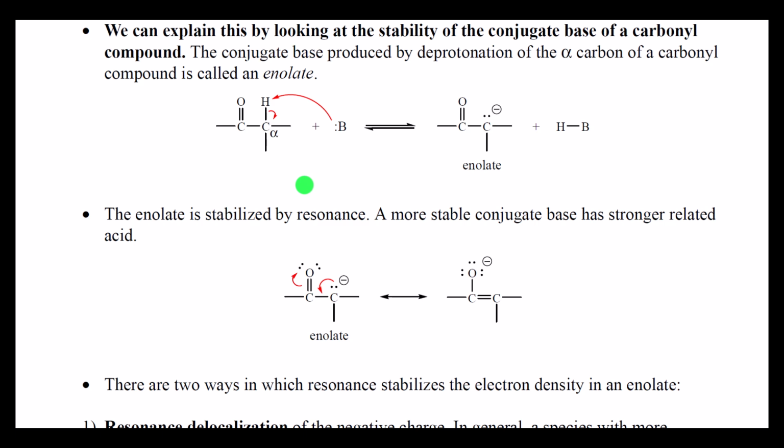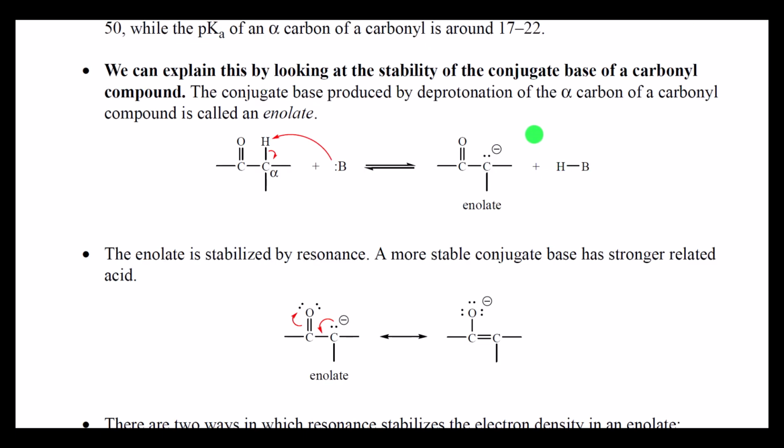We explain this incredible increase in acidity by looking at the stability of the conjugate base that would be formed after the acid-base reaction. Here's an acid-base equation that shows the hydrogen attached to the alpha carbon being deprotonated by a base. So in this case, this would be the acid. This would then form this conjugate base where the alpha carbon has a lone pair and a negative charge.